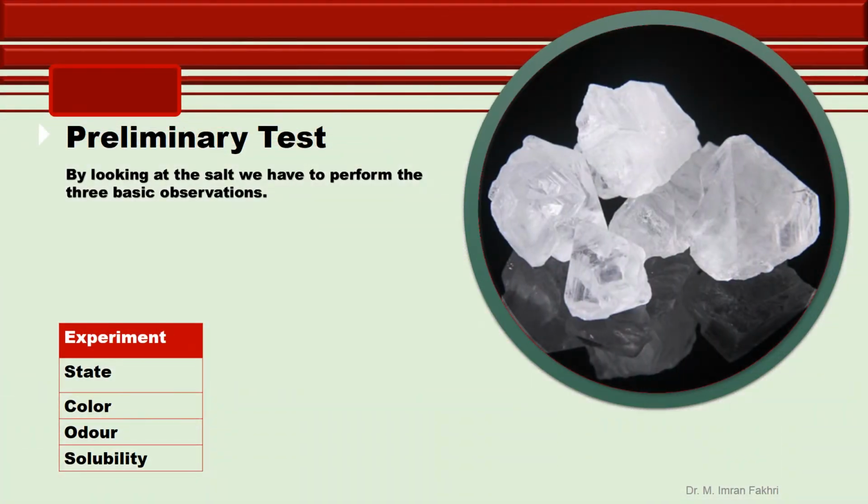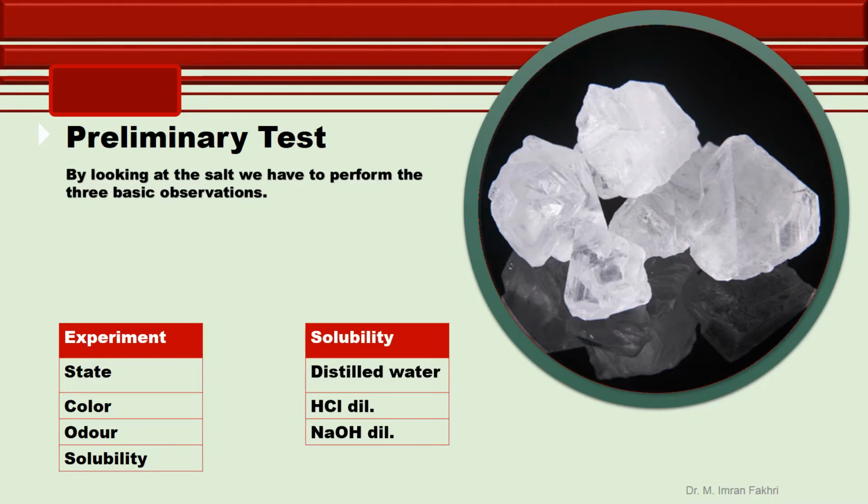Preliminary test. In the preliminary test, we have to observe the state of the salt, color of the salt, and whether it may have some odor. We also have to observe the solubility. The salt can be soluble in water or can be soluble in dilute HCl, or it may be soluble in dilute sodium hydroxide. So we have to check the solubility of the salt.